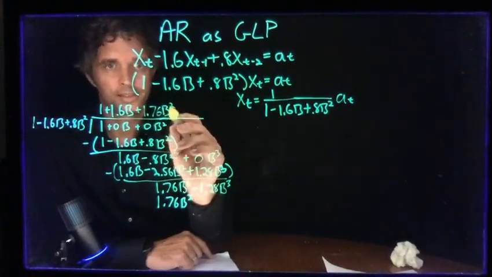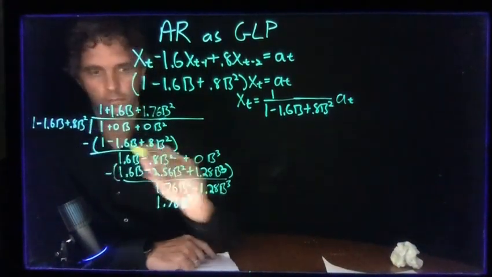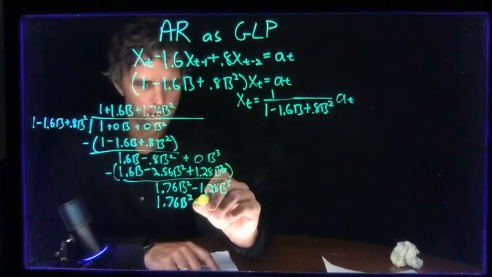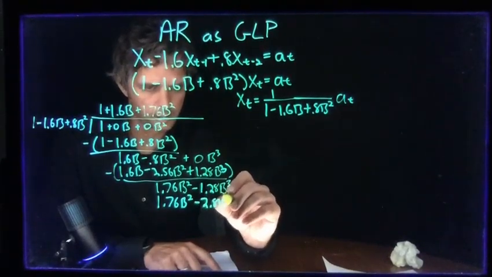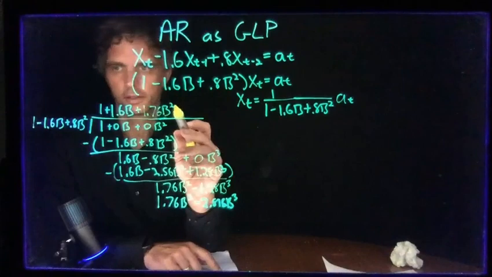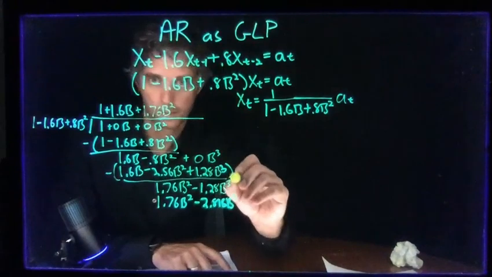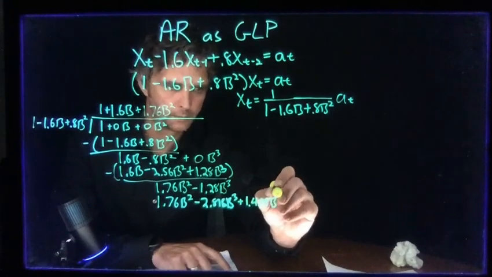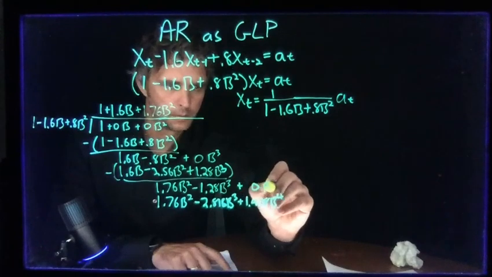So 1.76b squared times negative 1.6b, and that will turn out to give us negative 2.816b cubed. Then we'll have 1.76b squared times 0.8b squared, and that gives us 1.408 and positive 1.408b to the 4th. And remembering here that that will be a positive 0b to the 4th.